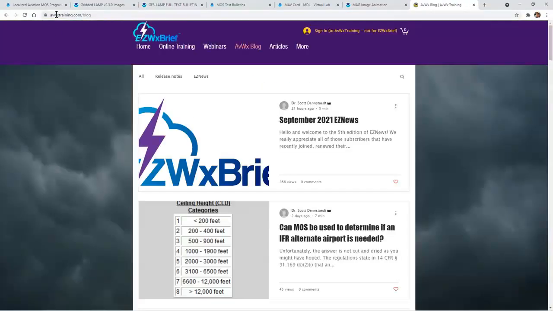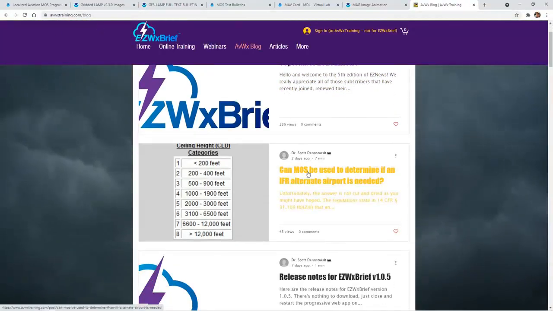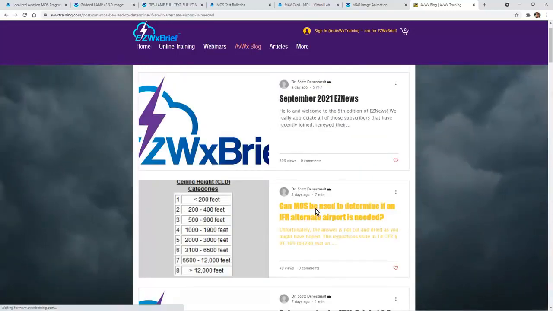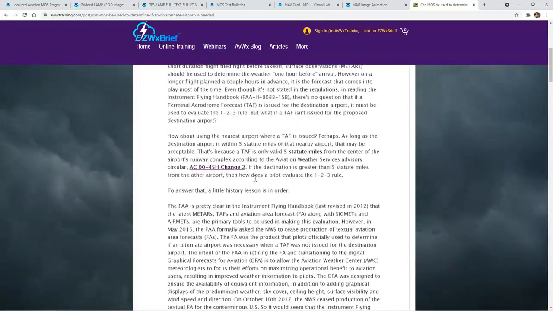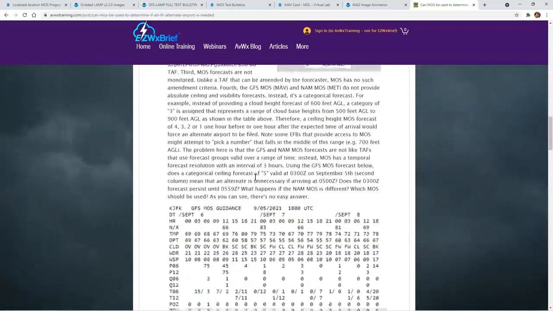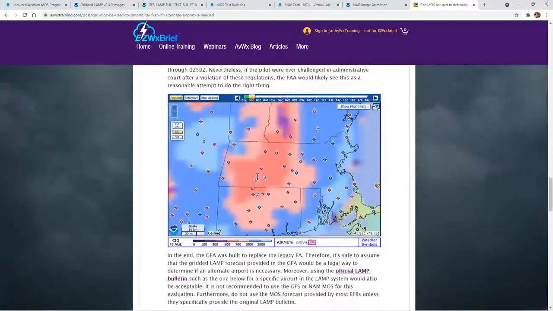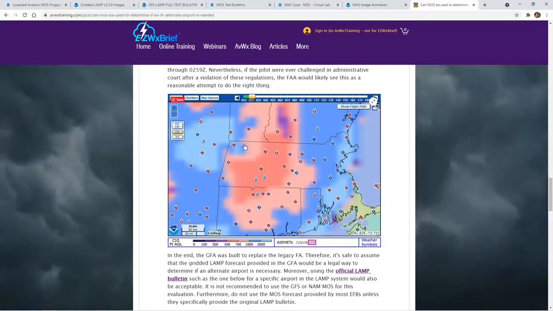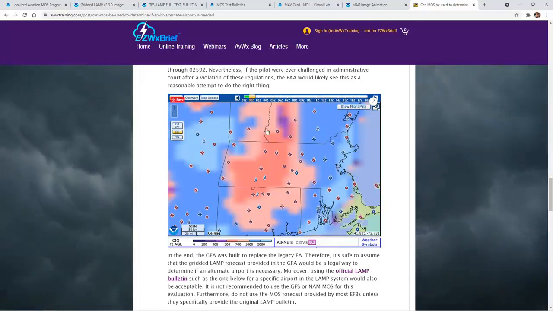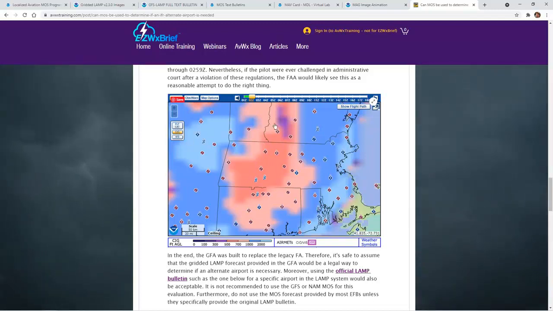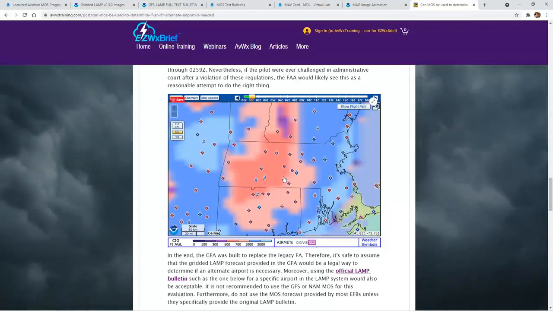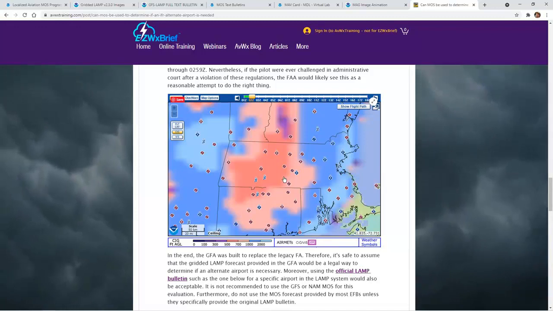Ultimately, I just put out a blog out there for this. So if you go to my blog, you'll notice that it covers whether MOS can be used to determine if an IFR alternate is needed. It's pretty thorough, but ultimately you're going to see that if you go to the aviationweather.gov site and you go to specifically the GFA tool, it's showing ceiling and visibility, and it can combine those in the flight category. This actually comes from the LAMP forecast. And essentially the FAA has blessed us to be able to use that.